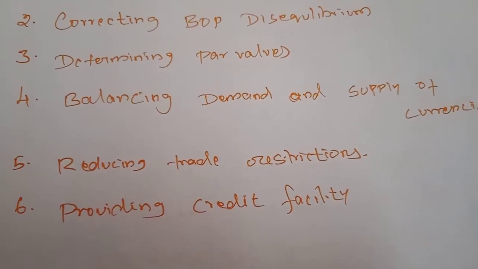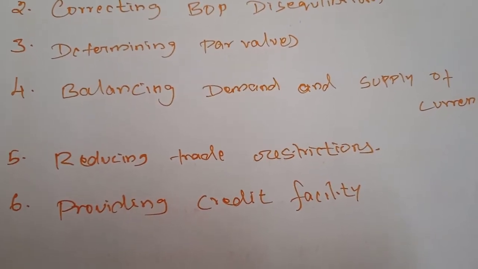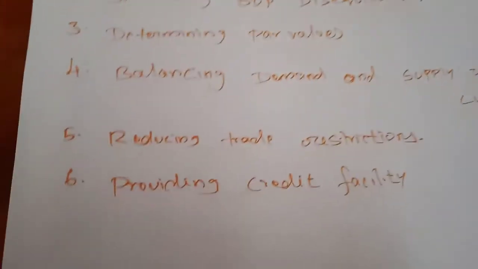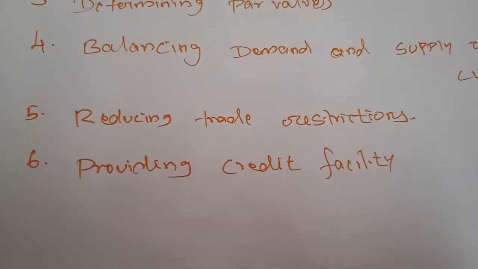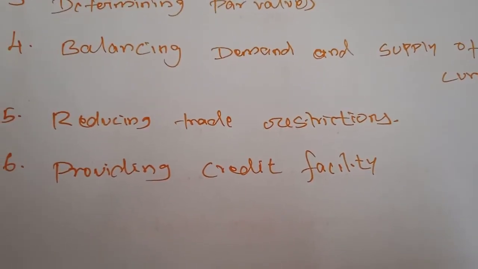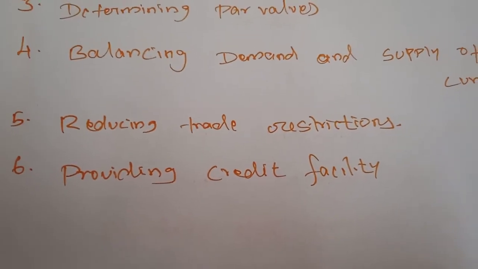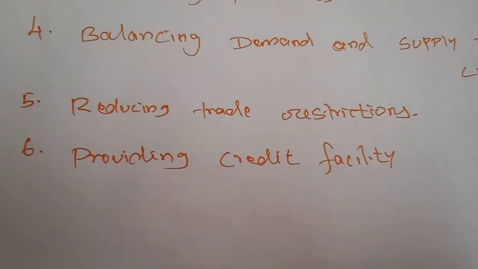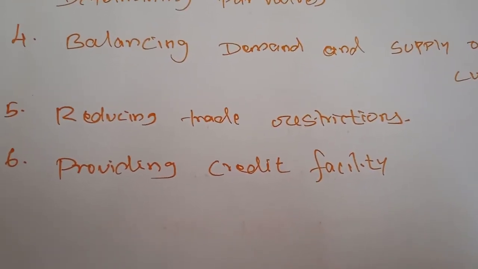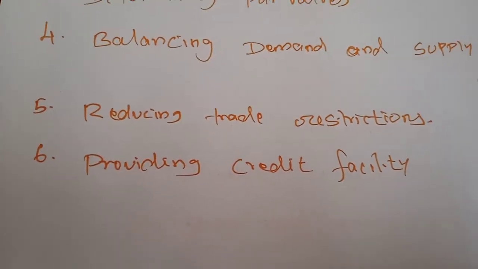So otherwise it will be purchased from one nation and given to the needed nations. Next, reducing trade restrictions. Already we have studied that more trade restrictions are created by more nations. But which countries have more restrictions in international trade? The International Monetary Fund will interfere and eliminate the trade restrictions.